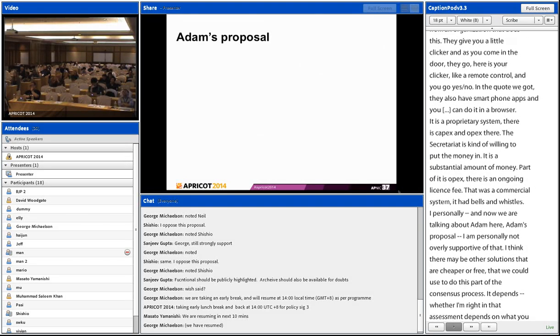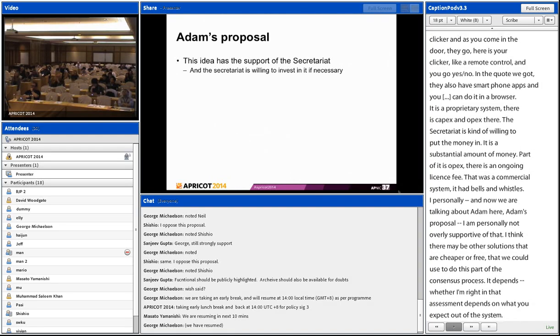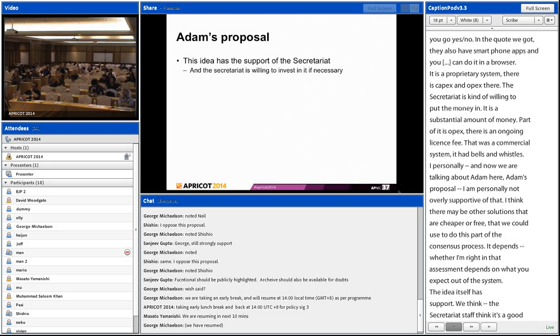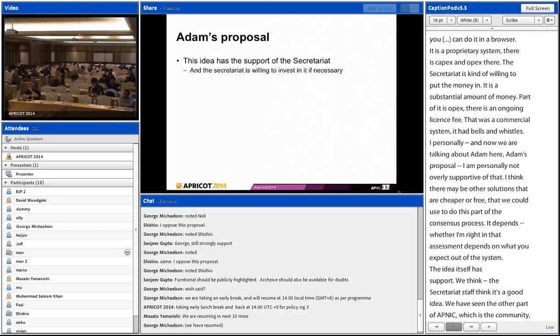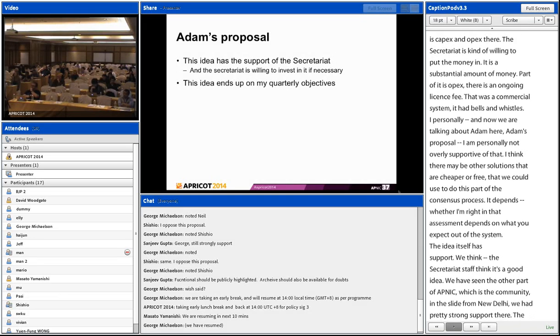So the idea itself has support. The Secretariat staff think it's a good idea. We've seen the other part of APNIC, which is the community, in the slide from New Delhi, we have pretty strong support there. The Secretariat is willing to spend the money if necessary. This is important.